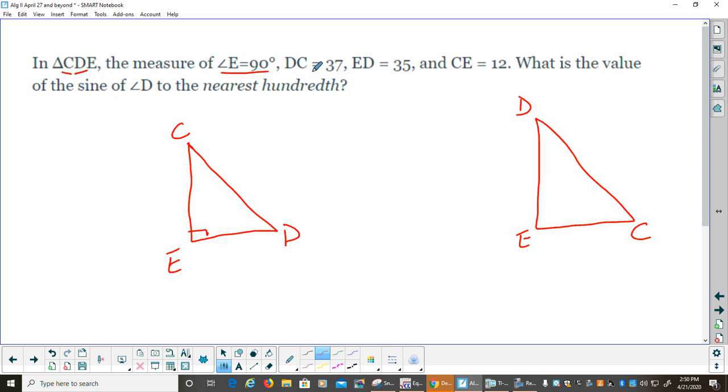Here goes. DC is 37, so that's 37. ED is 35. And CE is 12. They want you to find the sine of angle D. So switch colors here for a second. They're talking about angle D, this one. So the sine of angle D is going to be your opposite over your hypotenuse.